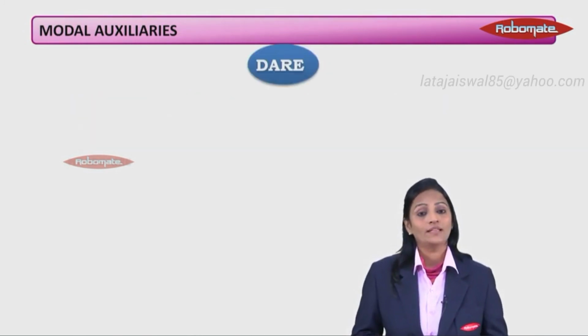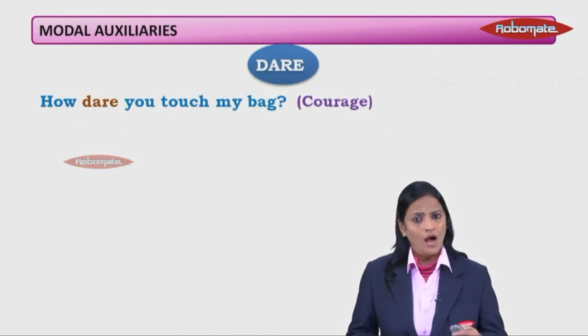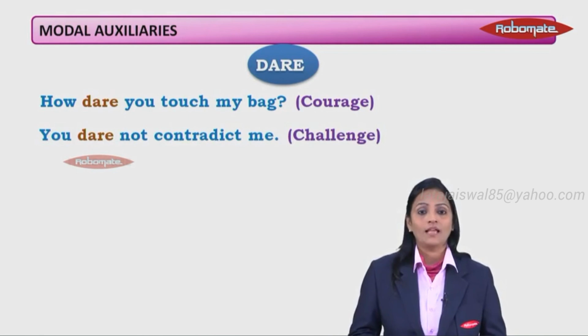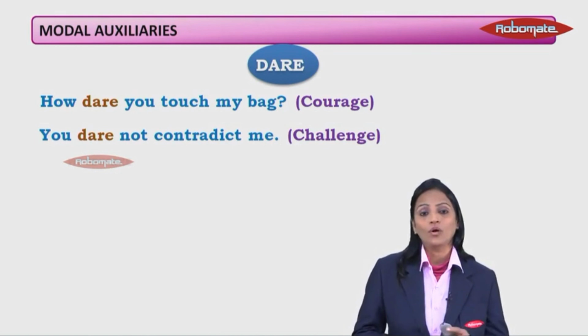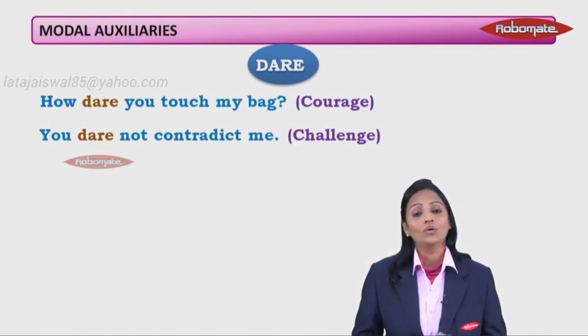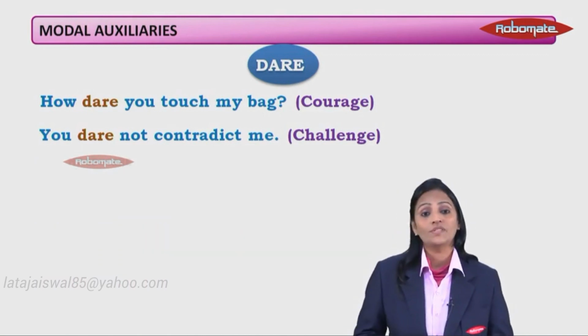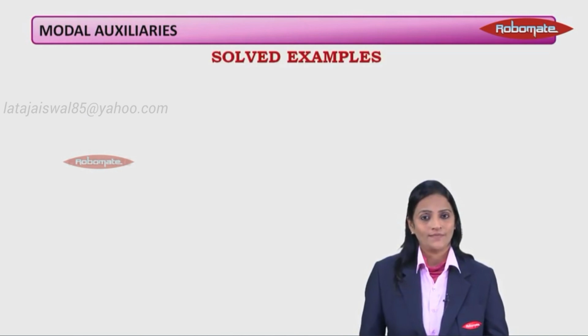And then we have dare, which means challenge or courage. How dare you touch my bag? How did you have the courage to touch my bag? And here if you say, you dare not contradict me, that means I challenge you to contradict me. Students, can you see here that in both the cases, one is a negation, the other one is a question. Okay, so again, dare is used as a modal auxiliary only when it is an interrogative sentence or a negative sentence. Students, we've seen the functions, the different functions of all the different auxiliaries. Let's move on to the exercise.